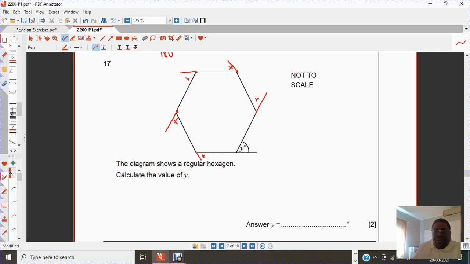There will be 6 of them, and I'm going to call them 6 y's: 1, 2, 3, 4, 5, 6. All these angles should always add up to 360 because you're going around the shape. So y will be 360 divided by 6, which is 60 degrees. That's one way of finding the answer to that question.